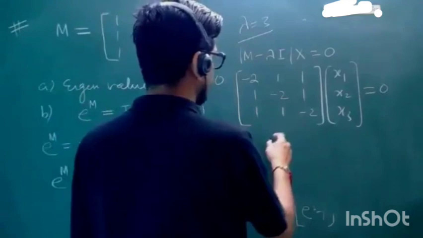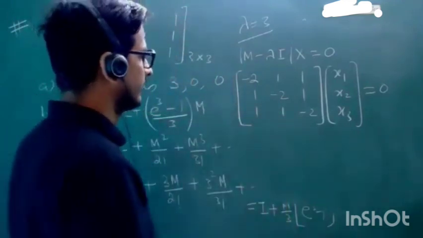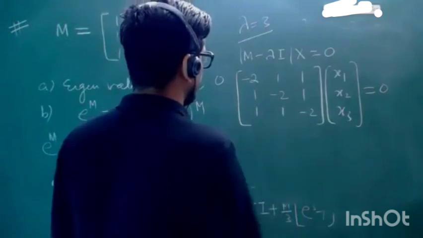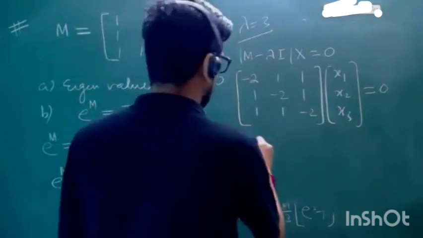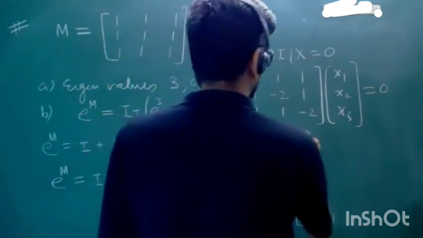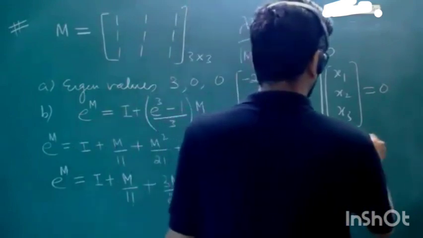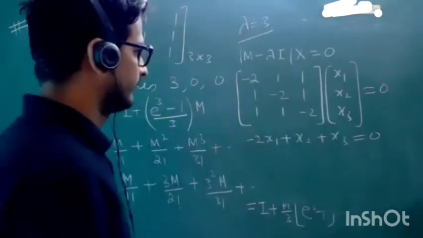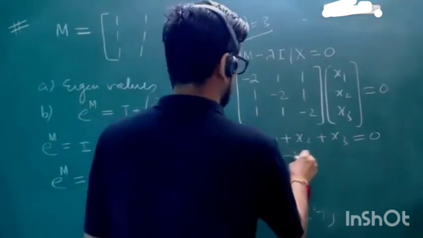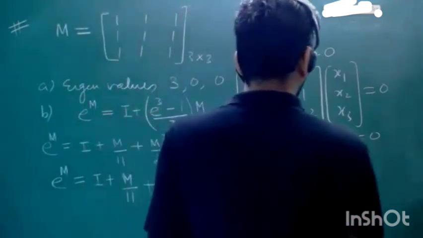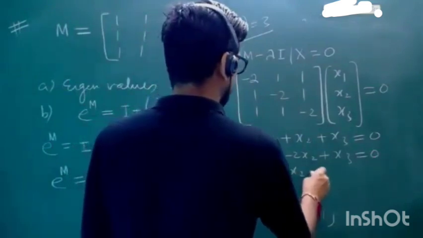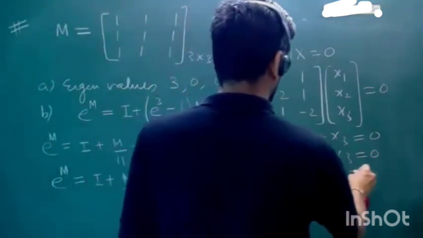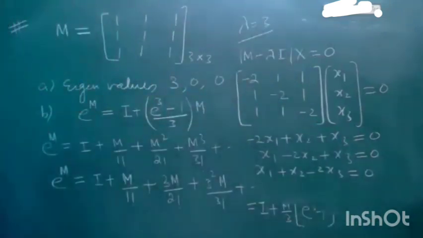So if you want to do little elementary transformation, you can do it just to make a few elements equal to 0. Or if you don't want, you can directly write minus 2x1 plus x2 plus x3 is equal to 0, and x1 minus 2x2 plus x3 is equal to 0, and x1 plus x2 minus 2x3 is equal to 0. So these are the three equations which you got.